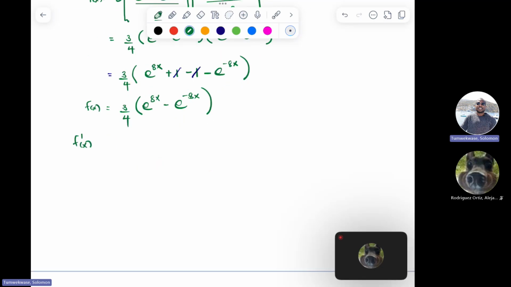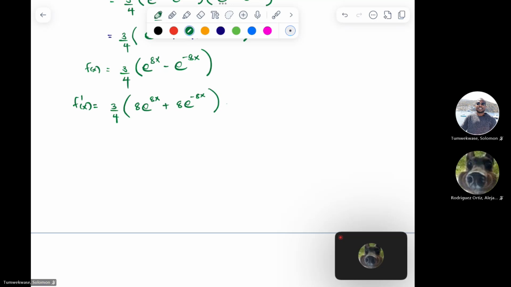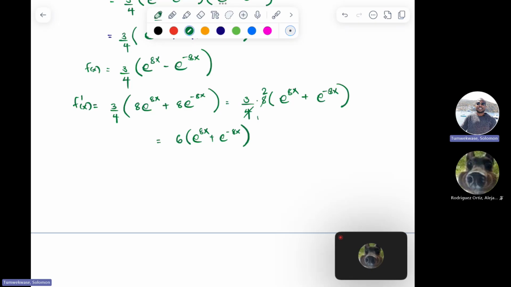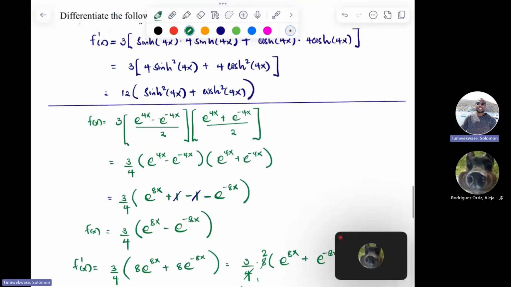So when I take the derivative of this, 3 over 4 is a constant. This is 8 e to the 8x plus 8 e to the negative 8x. By now, I hope you know how I get that. So this is 3 over 4 times 8 outside, e to the 8x plus e to the negative 8x. And this one will go 6. So this is 6 into e to the 8x plus e to the negative 8x.